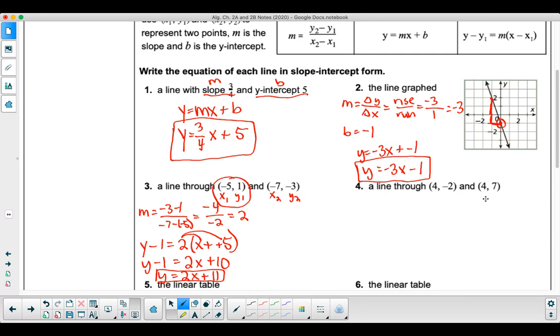Number 4, a line through those 2 points. So see if you can use the process we just used in number 3 to write the equation for this line in slope-intercept form. So pause here, try that, and then come back to see the answer.